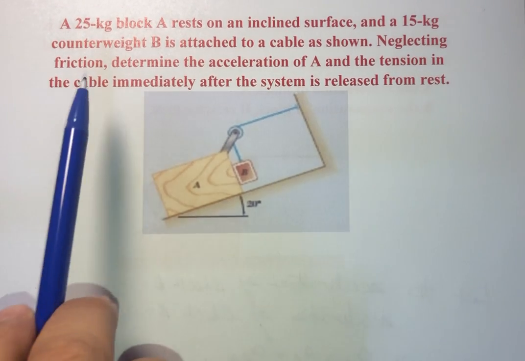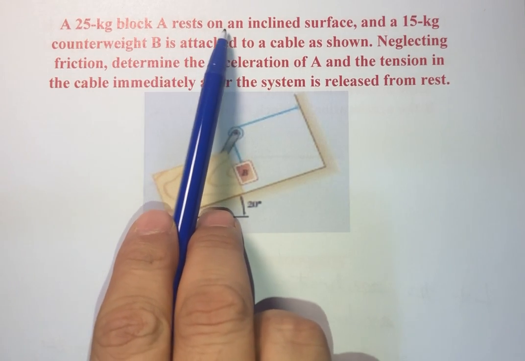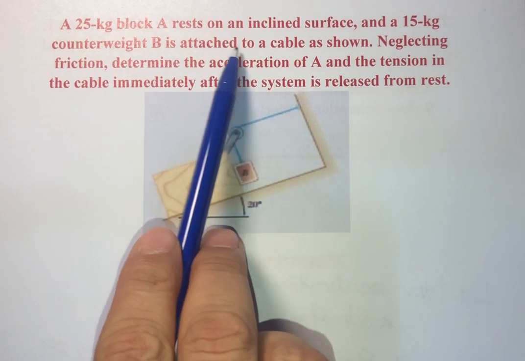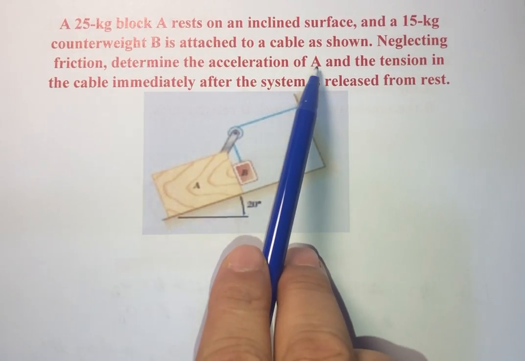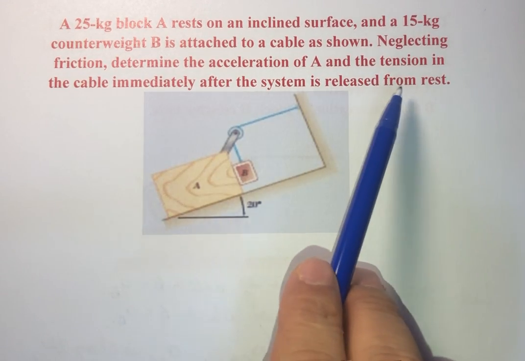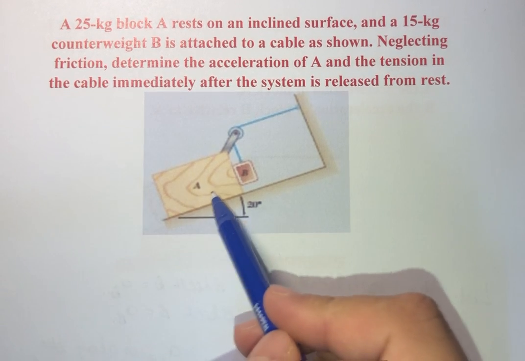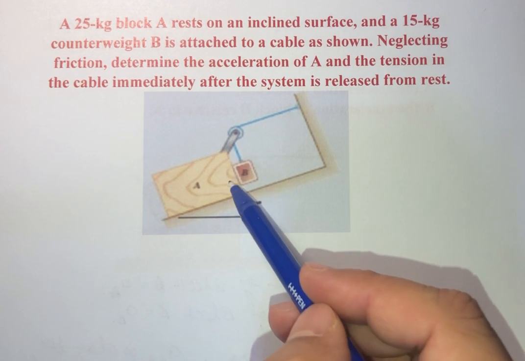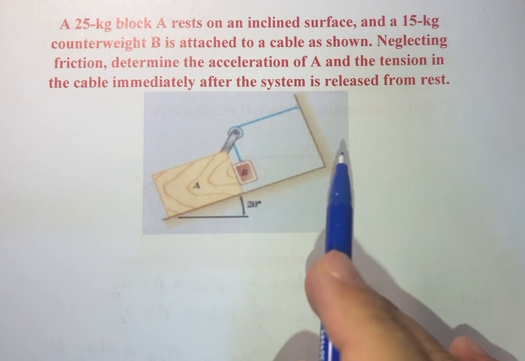Hello friends, so today's question: a 25 kg block A rests on an inclined surface and a 15 kg counterweight B is attached to a cable as in the figure. Neglecting the friction, determine the acceleration of A and the tension of the cable immediately after the system is released from rest. So this is block A, which is weighing 25, and block B, which is connected with the help of a cable and acts as a counterweight for A, and the incline is at an angle of 20 degree.